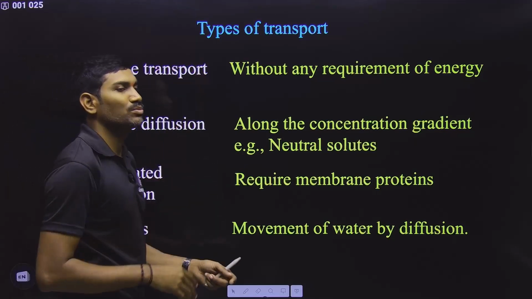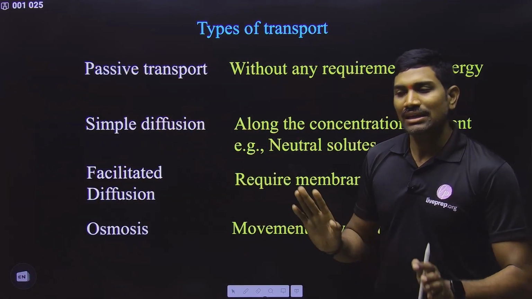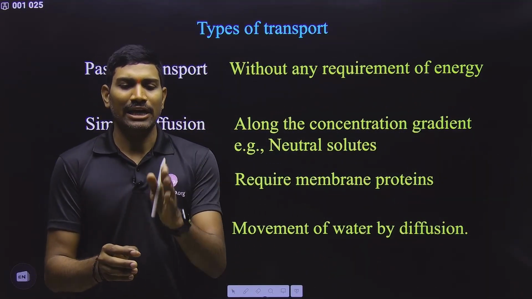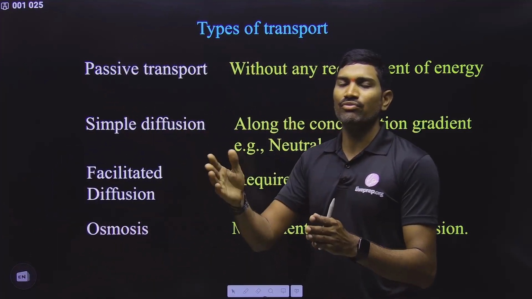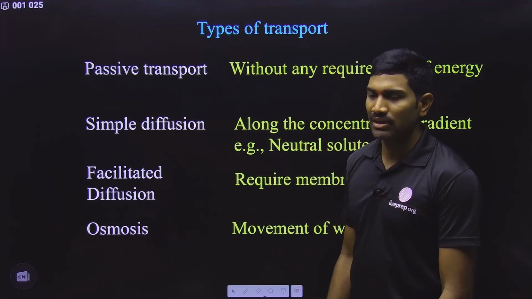Within passive transport, we are again talking about different types. One is simple diffusion. In simple diffusion, membrane proteins are not required. Simply across the membrane, based on the concentration gradient, the molecules will move from higher to lower. So here membrane protein is not required, energy is not required.